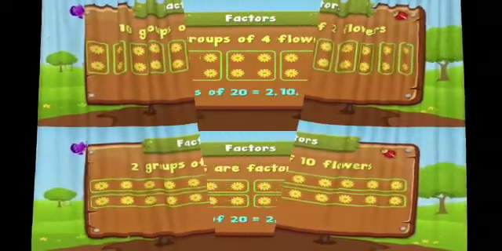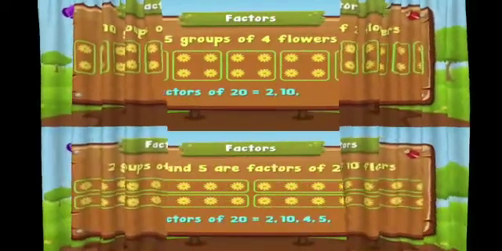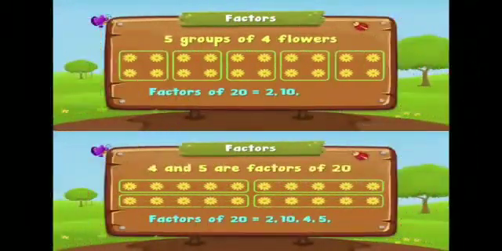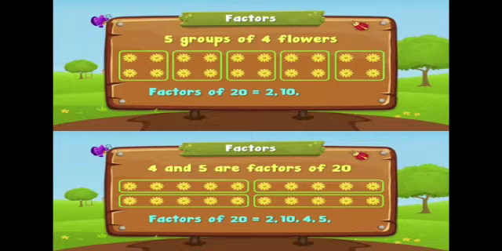Next, look here. We can make groups of 4 flowers. How many groups will we get? Yes, we will get 5 groups. That is 5 groups of 4 flowers. There is no flower left over.